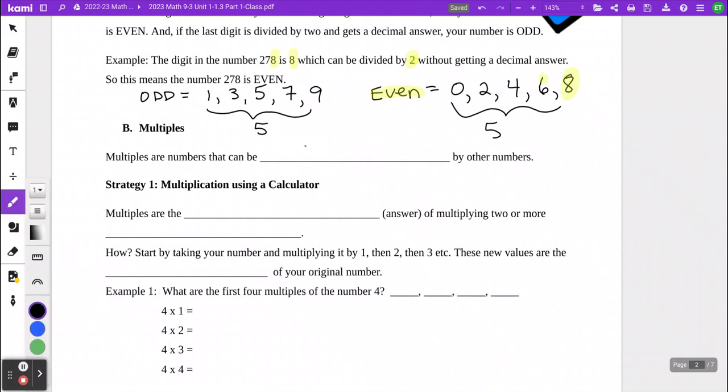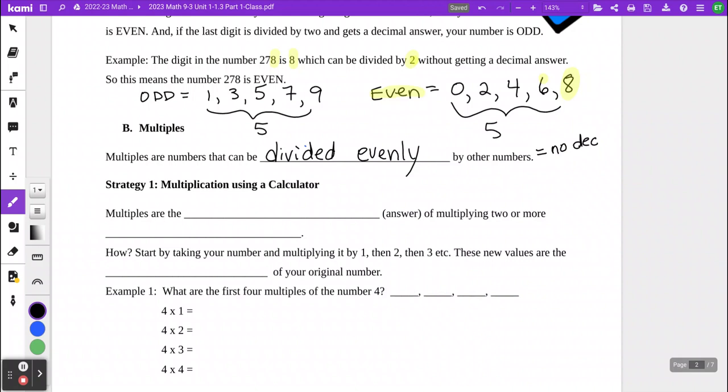Multiples are numbers that can be divided, I needed more space, evenly. So divided evenly by other numbers. So that means no decimals. Okay, that can have no decimal answer. That's what that's telling us.